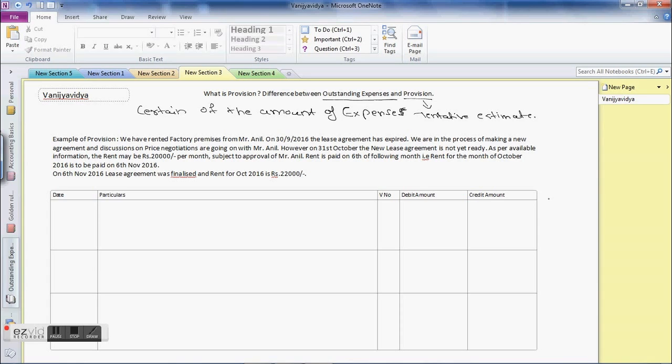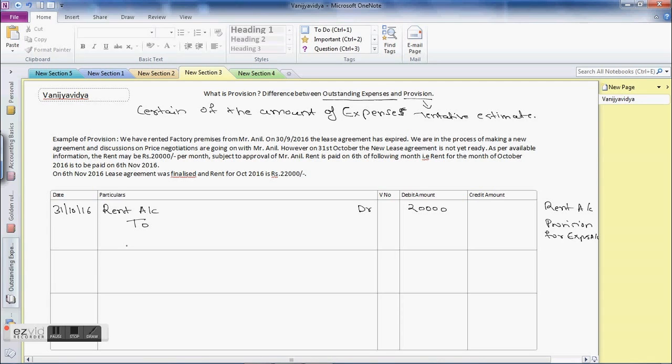Let's see what are the two accounts that are affected. One is rent account and one is provision for expense account. Rent account is a nominal account, so debit all expenses and losses. So rent account debit, we'll put it as 20,000. And second, provision for expenses is a representative personal account, so debit the receiver, credit the giver.